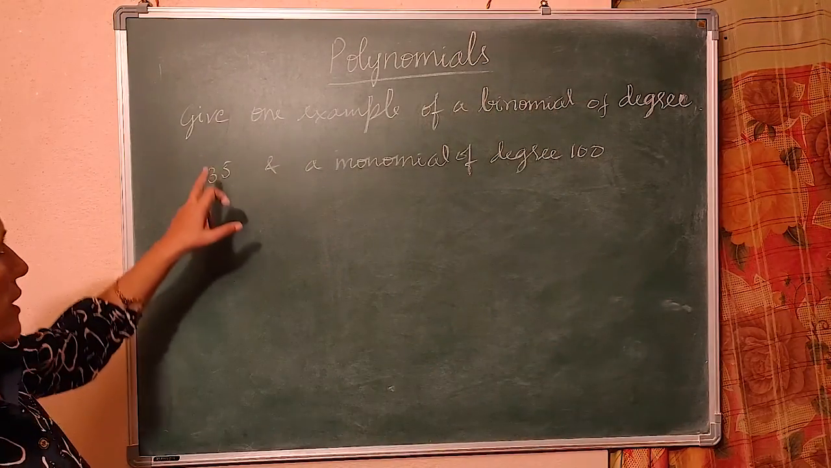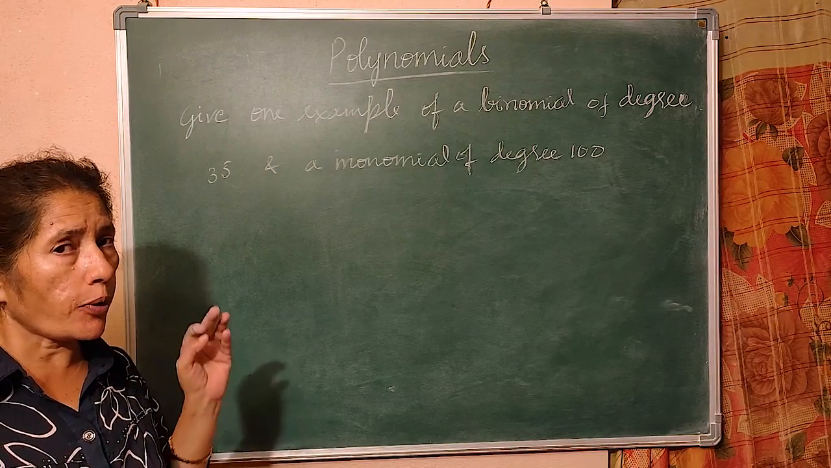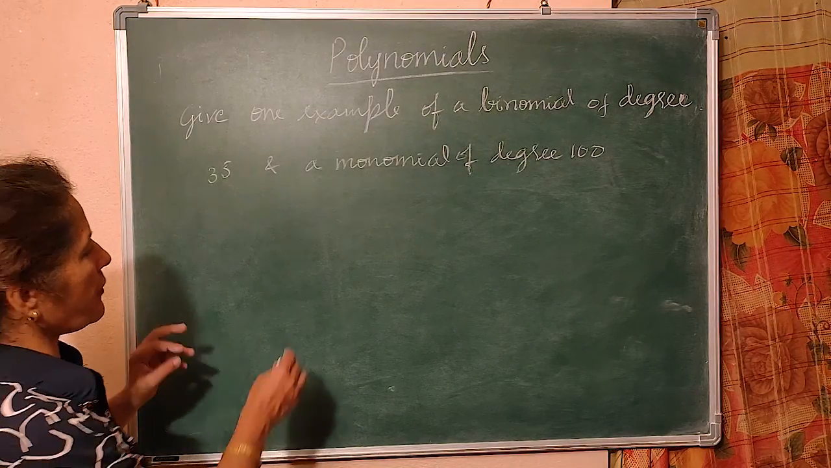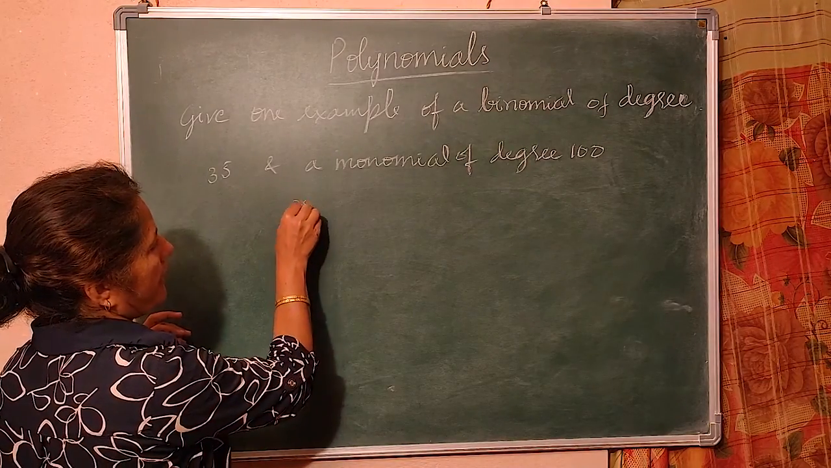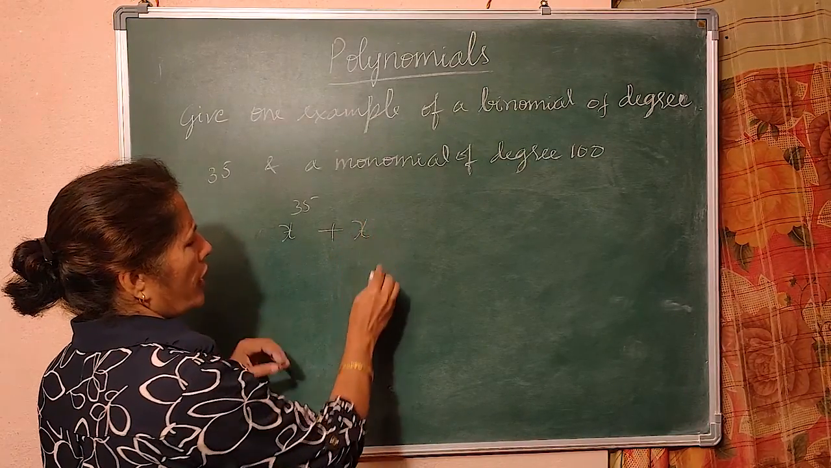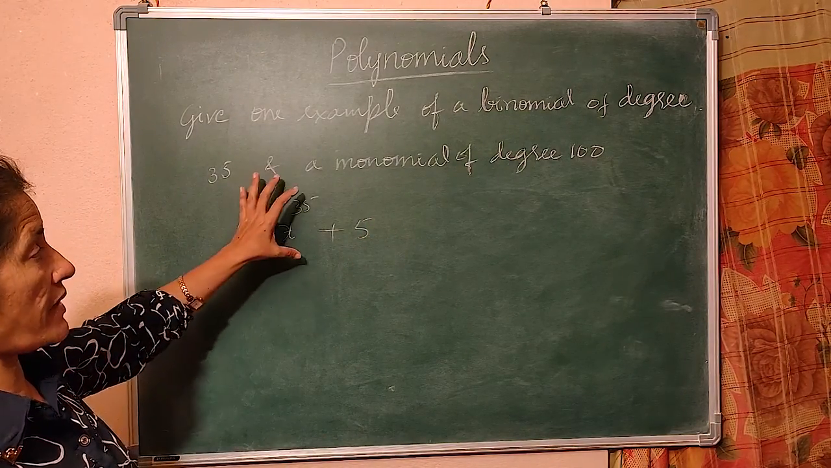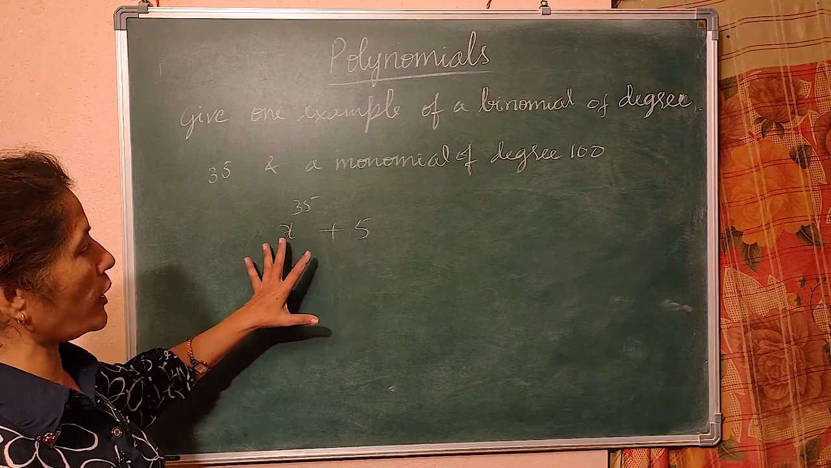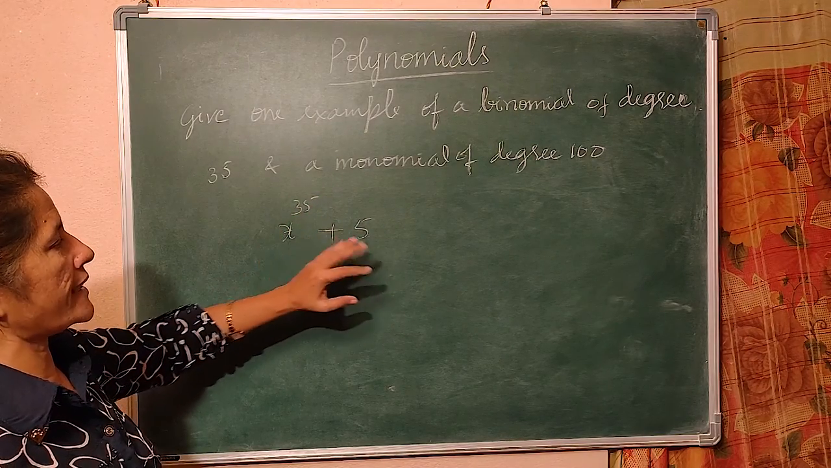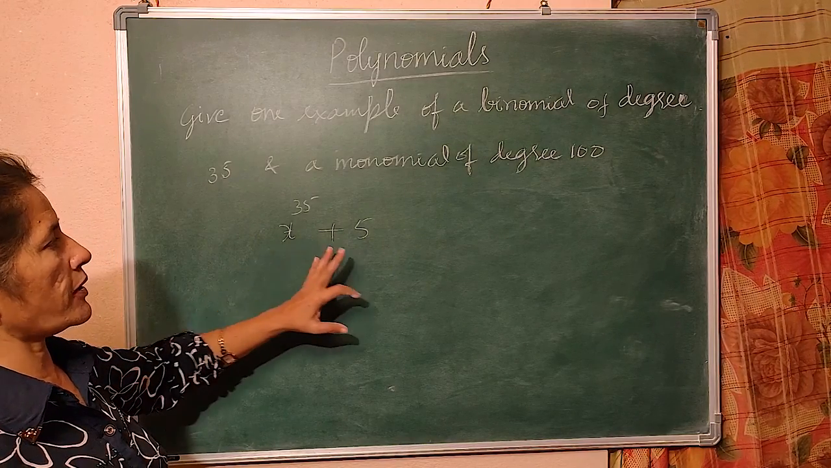Look at this question. Give one example of a binomial. Binomial means the polynomial with two terms of degree 35, right? Suppose if I write down x to the power of 35, degree 35, plus, you can write down anything. If you want, you can write down x, or if you don't want, you can write down 5, any number also you can write down. But highest power is 35 and binomial. Binomial means only two terms. You can write down x, but don't write down any other variable here because we are not discussing about that. So, x to the power of 35.